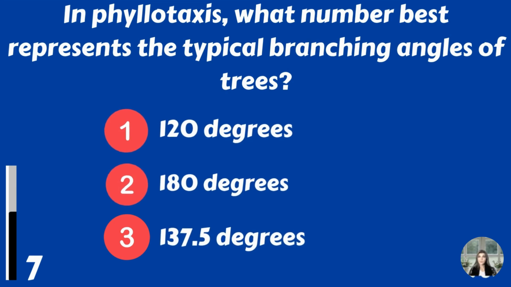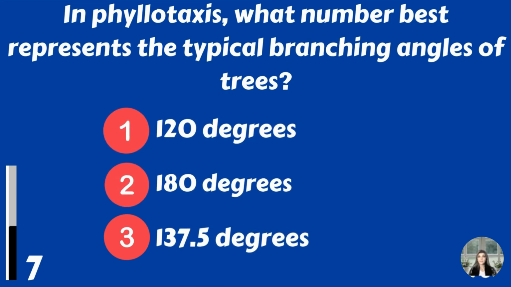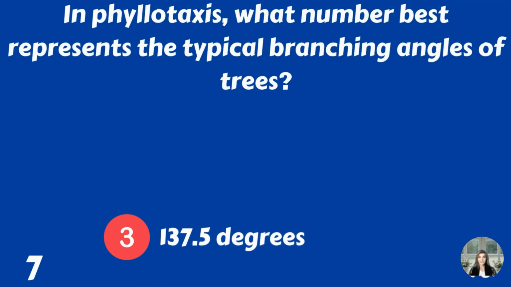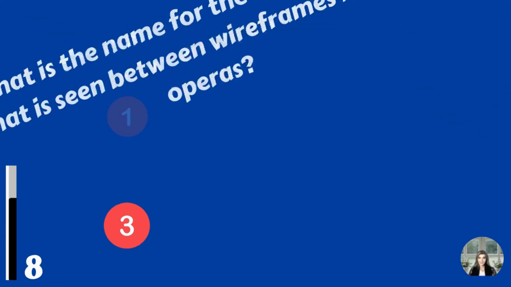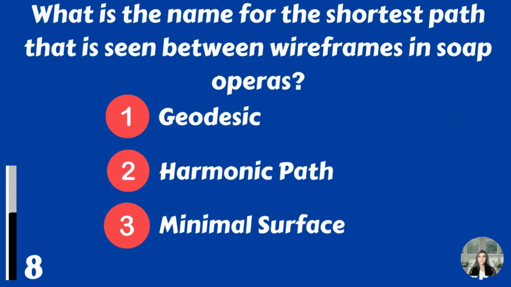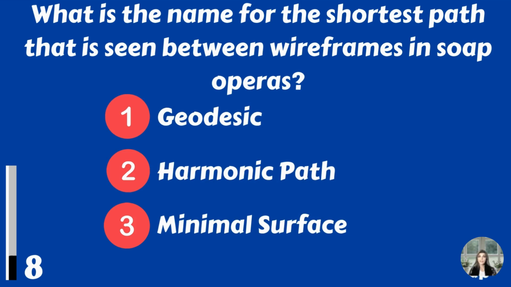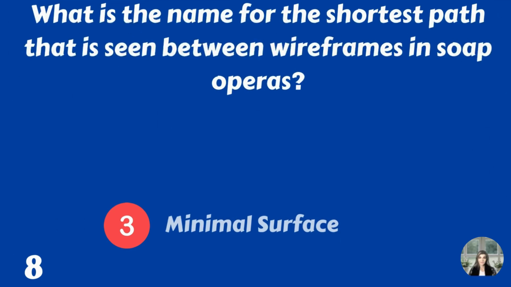In phyllotaxis, what number best represents the typical branching angles of trees? 120, 180, or 137.5? 137.5 degrees. What is the name of the shortest path that is seen between wireframes in soap films? Geodesic, harmonic path, or minimal surface? Minimal surface.